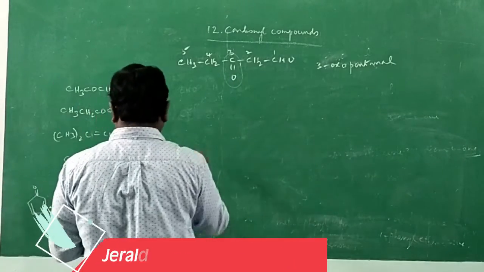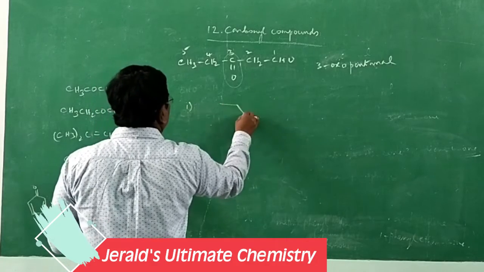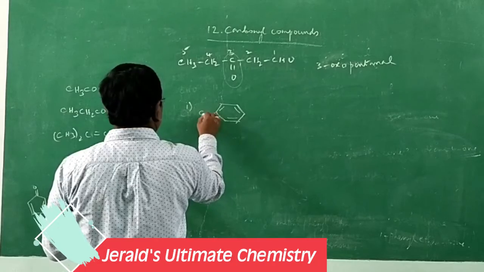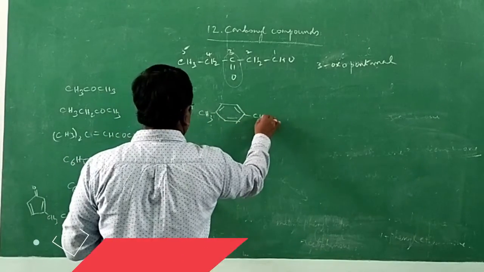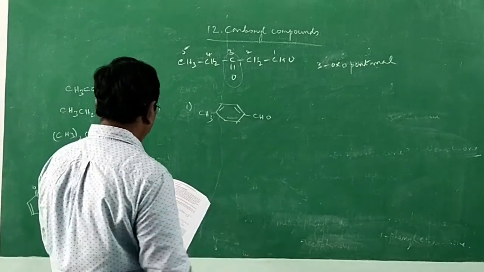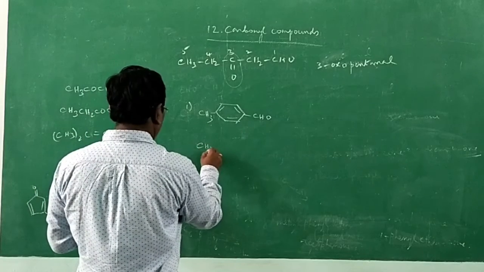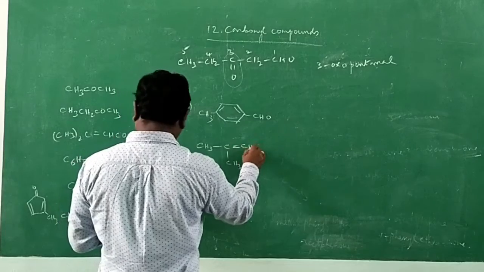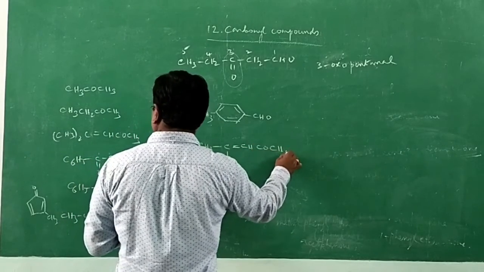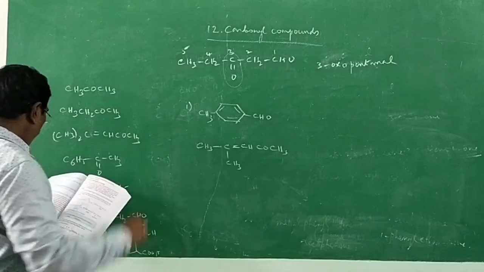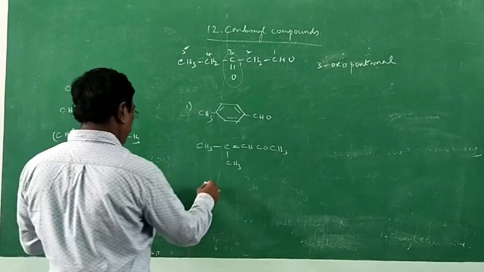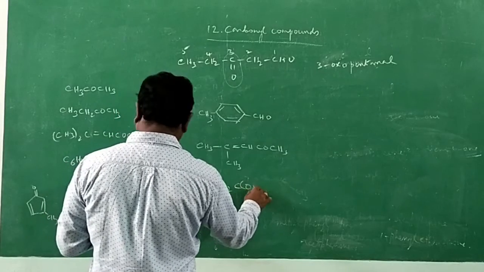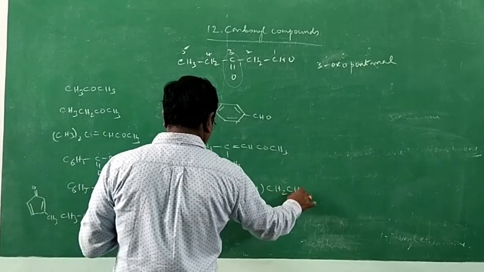So first compound, benzene ring is given with alternate single and double bonds, a methyl group, and then CHO. Then second compound, CH3 twice, that is CH3, CCH3, double bond CH, COCH3. This compound we have seen already, no need to repeat. CH3 twice, COH, CH2, CHO, another compound is given.